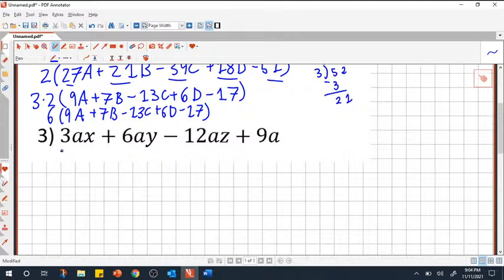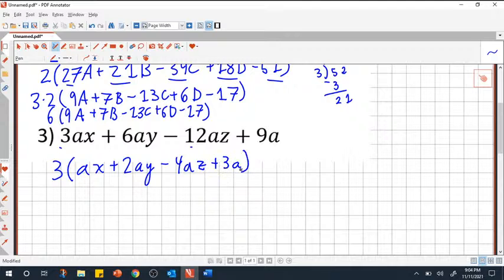Now this last one, we talked a little bit about this on one of the days that I was gone, but let's talk about it. So if we factor out of that 3, which we can see 3, 6, 12, 9, that's going to give us x plus 2a minus 4a plus 3a.